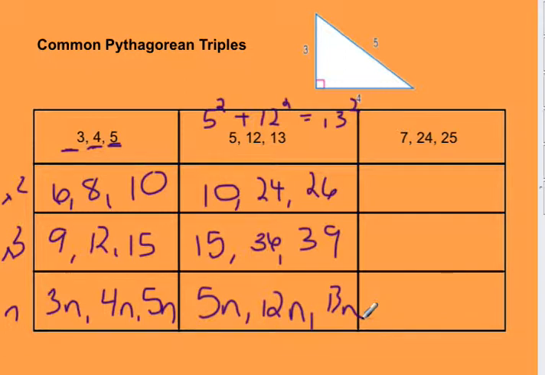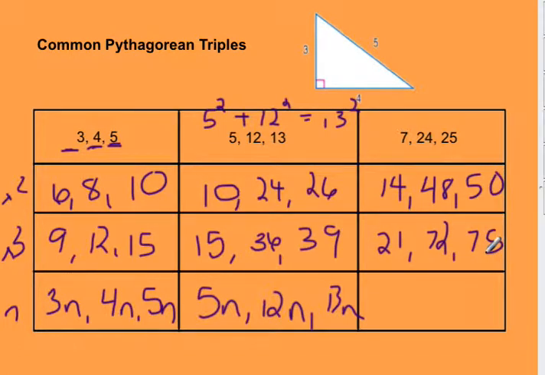The last one that's a Pythagorean triple is 7, 24, and 25. So you can multiply each of those by 2, and when you do that, you get 14, 48, and 50. When you multiply each of those by 3, you get 21, 72, and 75. And when you multiply each of those by n, it's going to be the same thing, 7n, 24n, and 25n. So those are your final answers for the Pythagorean triples.